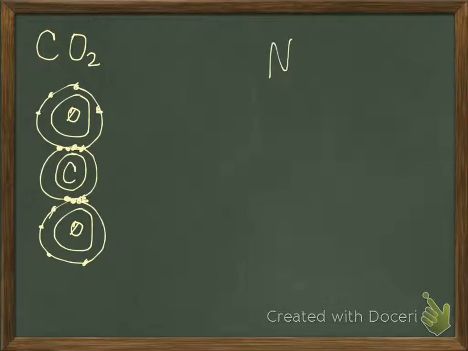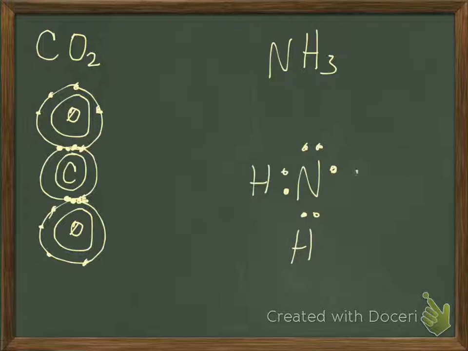Let's do NH3. This is ammonia. You may have seen it. It's a household chemical. It's pretty common. Nitrogen starts off with 5 valence electrons. Hydrogen starts off with 1. We can show this using Lewis dots like that. There are multiple ways to represent this, is what I'm trying to say. We can show that and show that they're sharing.